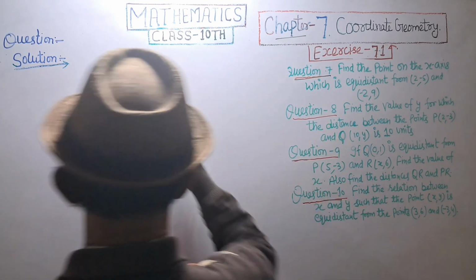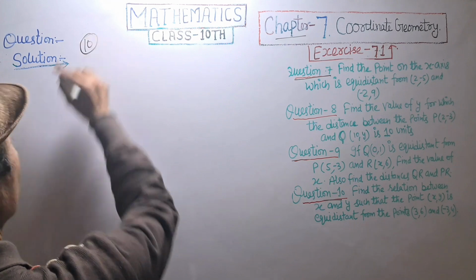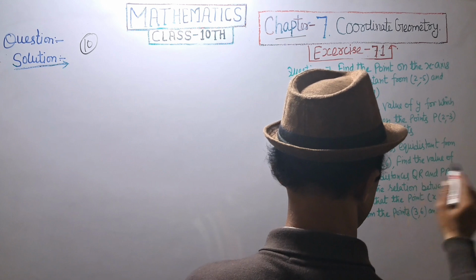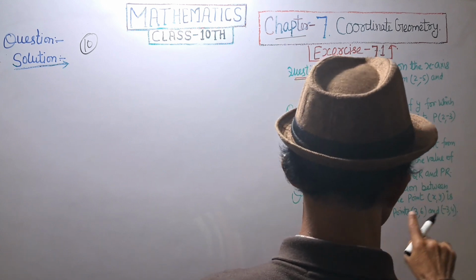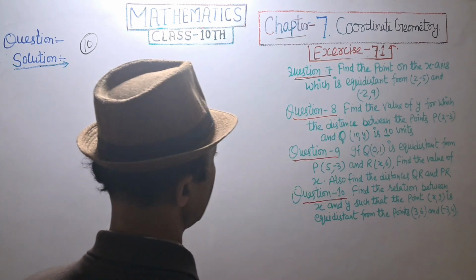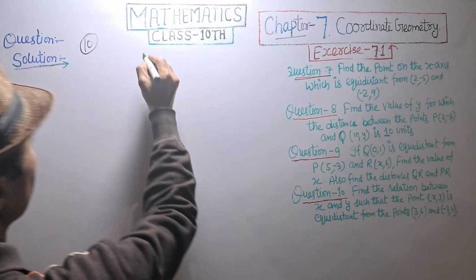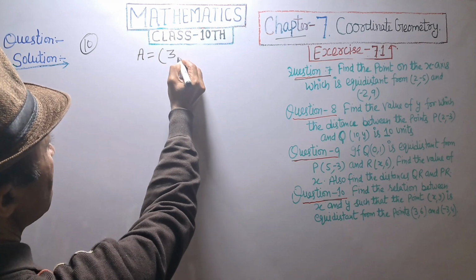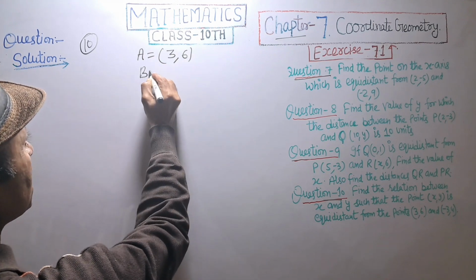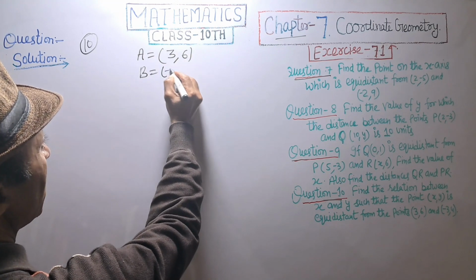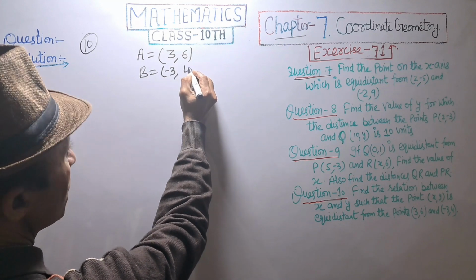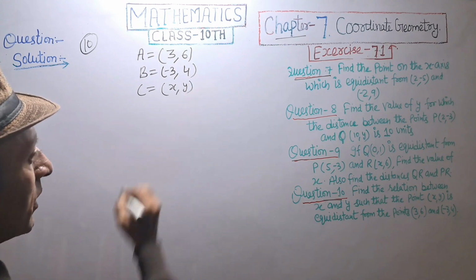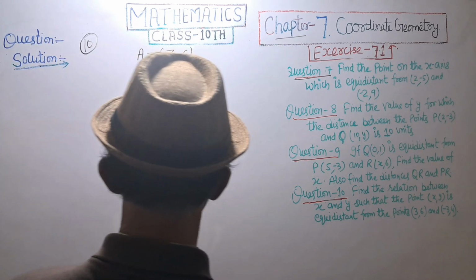Question number 10. Find the relation between x and y such that the point (x, y) is equidistant from the points (3, 6) and (minus 3, 4). Given point A is equal to (3, 6) and B is equal to (minus 3, 4). So C is the point (x, y), which is equidistant.